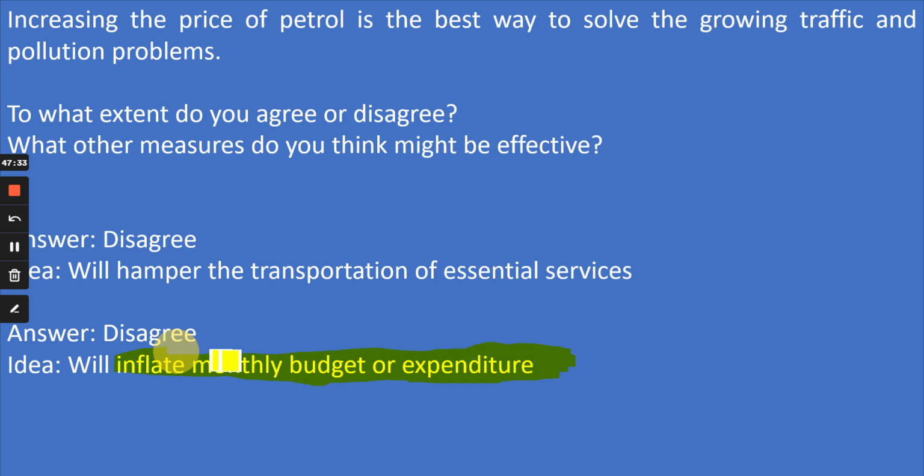But that is again irrelevant because they are not talking about the budget or expenditure of a common man. They are talking about increasing the price of petrol keeping in mind the growing traffic and pollution, not how it will impact the common man from the point of view of budget. Again, this is an irrelevant idea. These are irrelevant ideas. So now let us take an example.